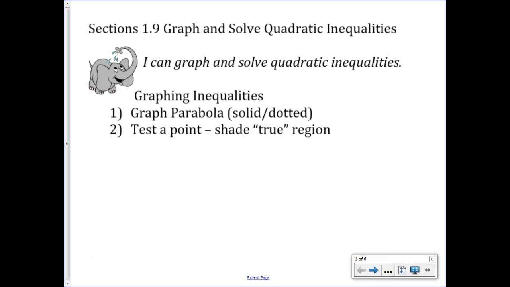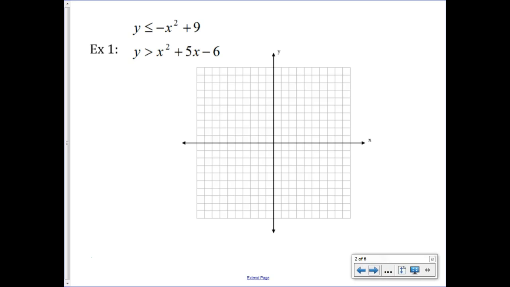If you have just less than or greater than, it was a dotted line. If you had less than or equal to, greater than or equal to, it was a solid line. We also had to test a point, and then we shaded where it was true. This time, instead of shading above or below the line, we're going to shade inside or outside that parabola. So we have y is less than or equal to negative x squared plus 9.